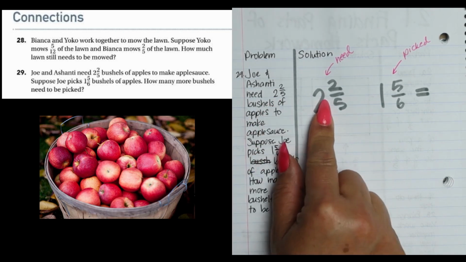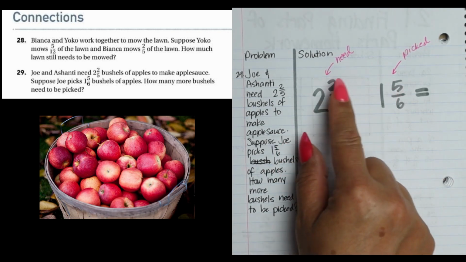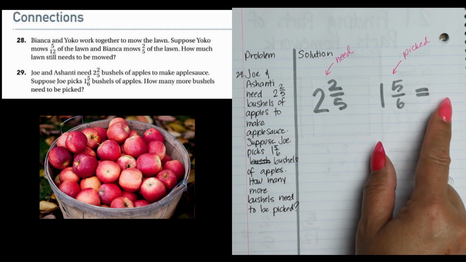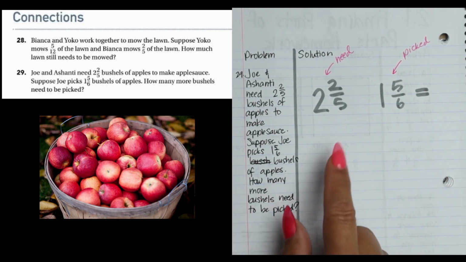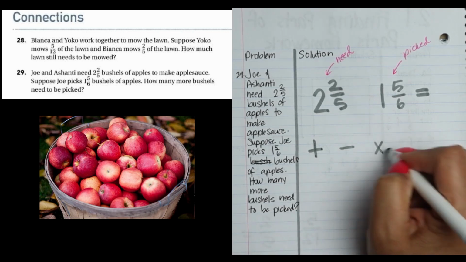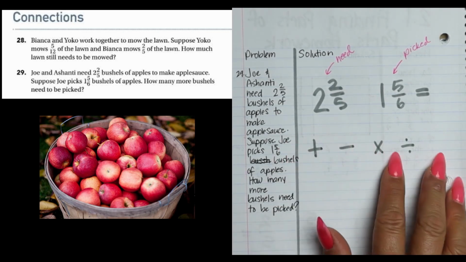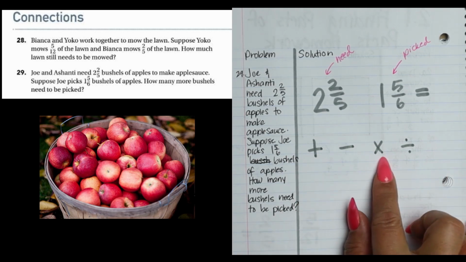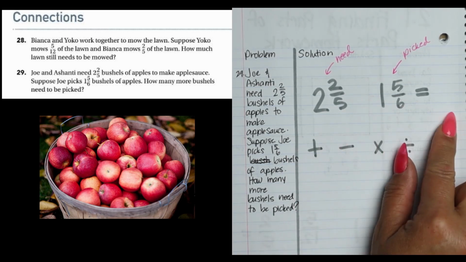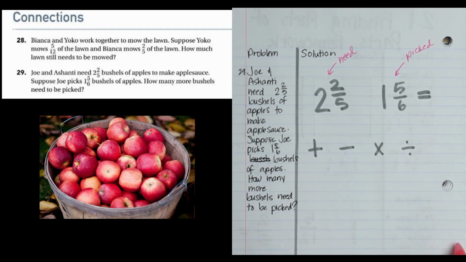So they need this, they have this. What do they need to do with this to find out how much more they need? You have to pick which symbol goes there. Which one do you think? It's one of these. Pick it, plug it, answer it. You're done.